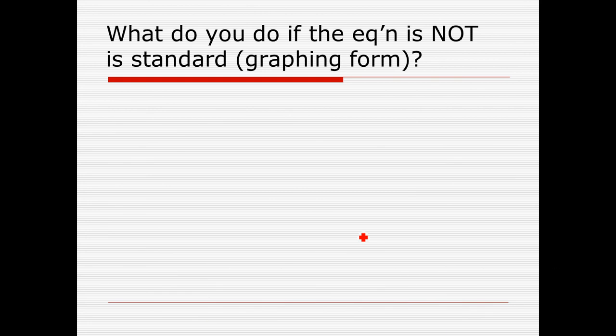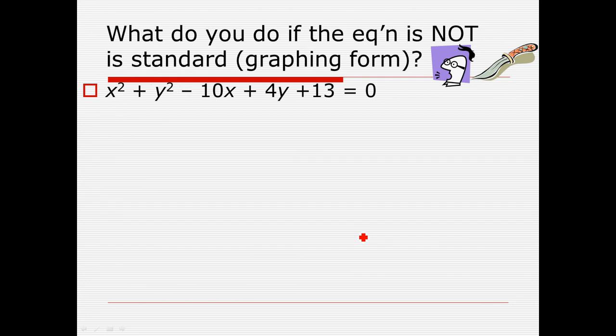What do you do if the equation I gave you is not in graphing form? First thing you do is cry, right? Because this is a dagger. So, this is now example, what, 4 or 5? A is 1, the coefficient of x squared is 1, the coefficient of y squared is 1, but this time I have a d that is -10 and e that is +4, and the constant is 13.